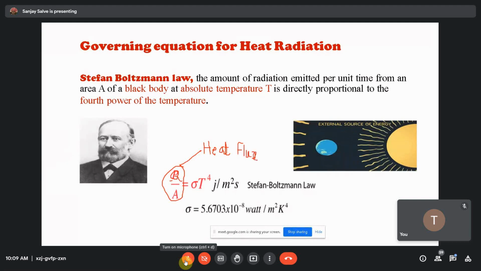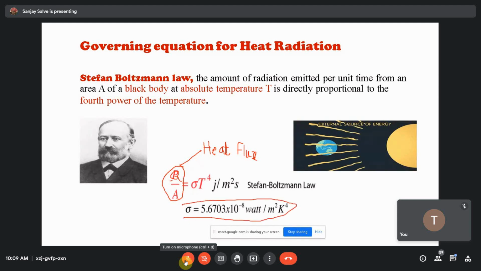So heat flux is directly proportional to the fourth power of its absolute temperature, and when we replace the directly proportional sign, it is equal to sigma T raised to 4, and this constant value is 5.67 into 10 raised to minus 8 watt per meter square per Kelvin raised to 4.